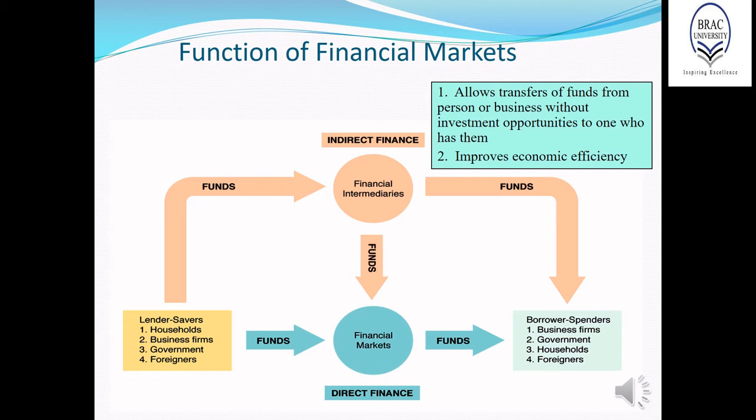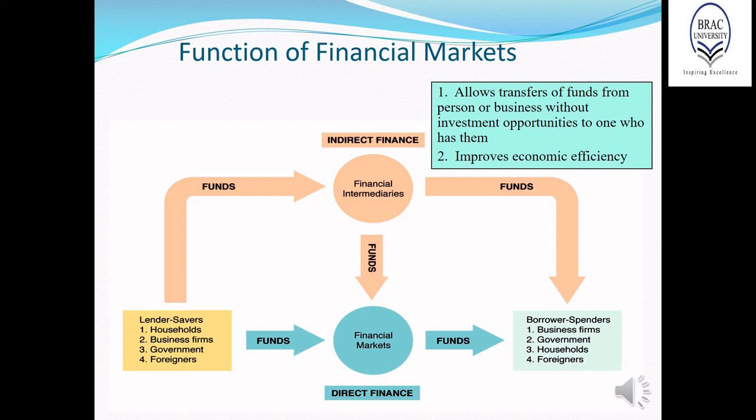Now, when we talk about financial intermediaries, which are represented by this pink area, as you can see, the funds are flowing to the financial intermediaries from the lenders, and from them, with the help of financial intermediaries, the funds are then going back to the borrowers or the spenders. So in between these two groups of people, the lenders and the borrowers, we have a financial intermediary which acts as a medium between them, and that is why we call it indirect financing.